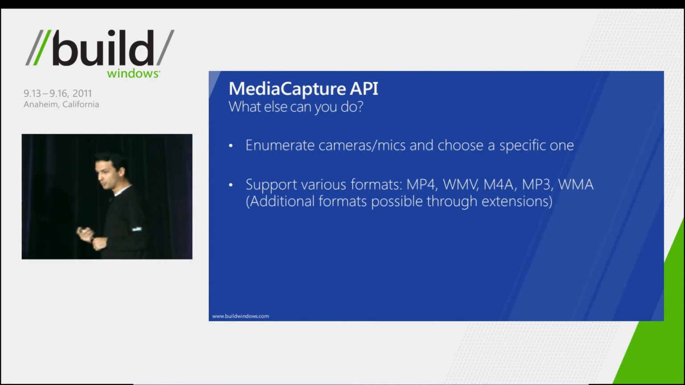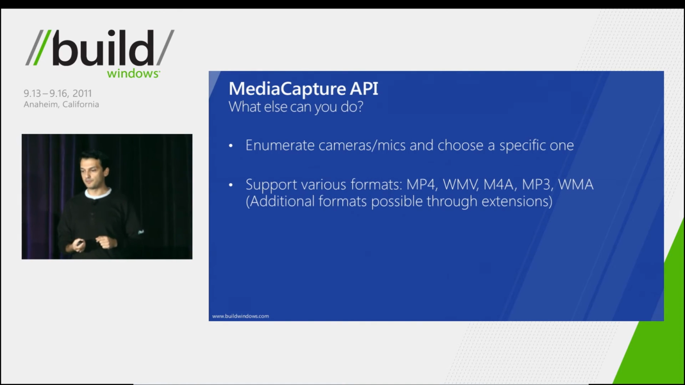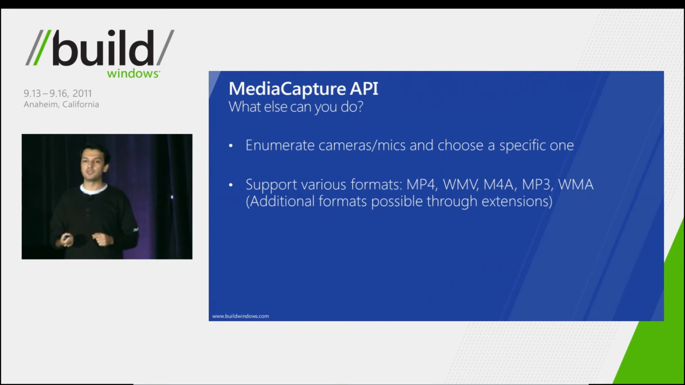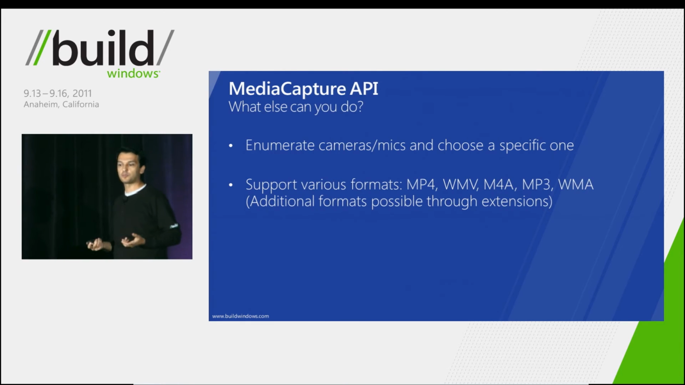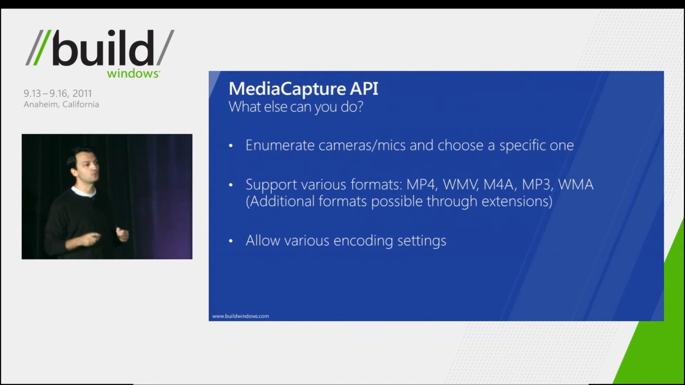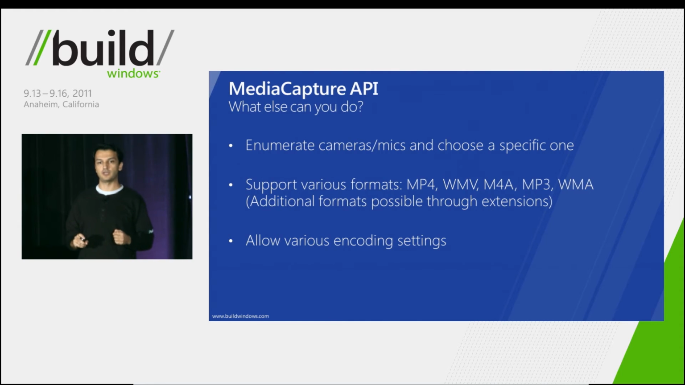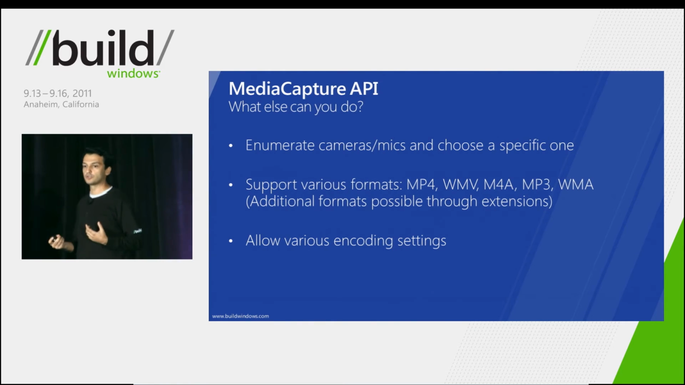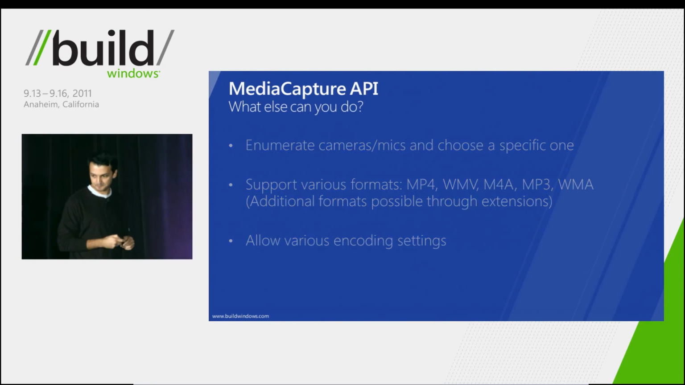We support 2 output video formats, MP4 and WMV, and 3 output audio formats, M4A, MP3, and WMA. So you could choose any of these, and additional formats are possible through extensions, which we will be talking about soon. You also have the ability to really tightly control the encoder settings on the output file, or if you're doing real-time communication scenarios, for example, you can change the encoder settings according to your need too. Media capture APIs will allow you to do that.